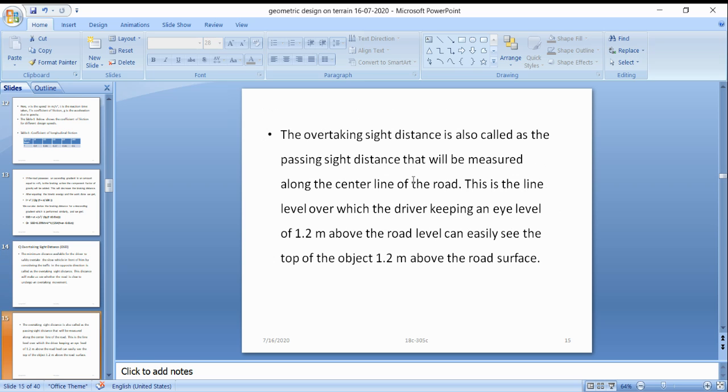The overtaking sight distance is also called the passing sight distance, and it is measured along the center line of the road. This is the line over which the driver keeps an eye level of 1.2 meters. From the carriageway, the height of the driver's eye is considered as 1.2 meters above the road level, so he can easily see the top of an object above the road surface. On the moving vehicle he can see objects at a height of 1.2 meters.